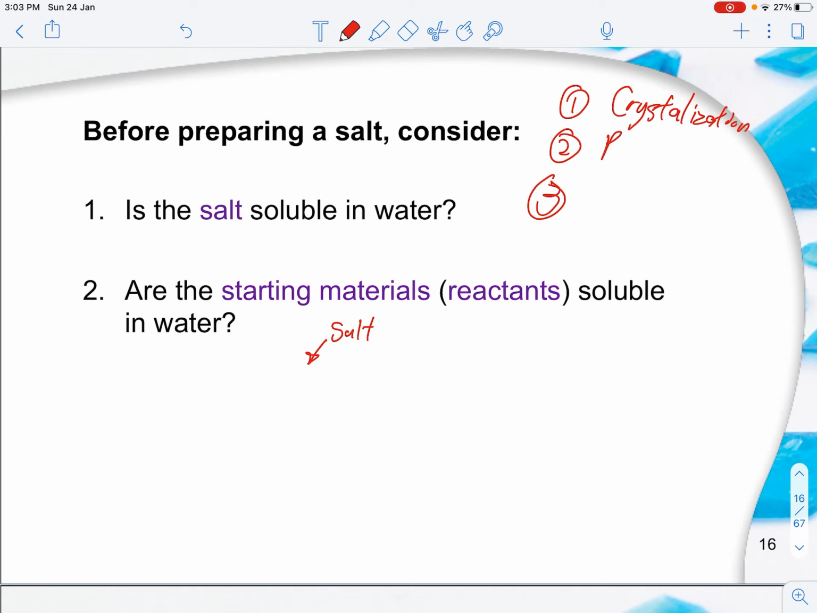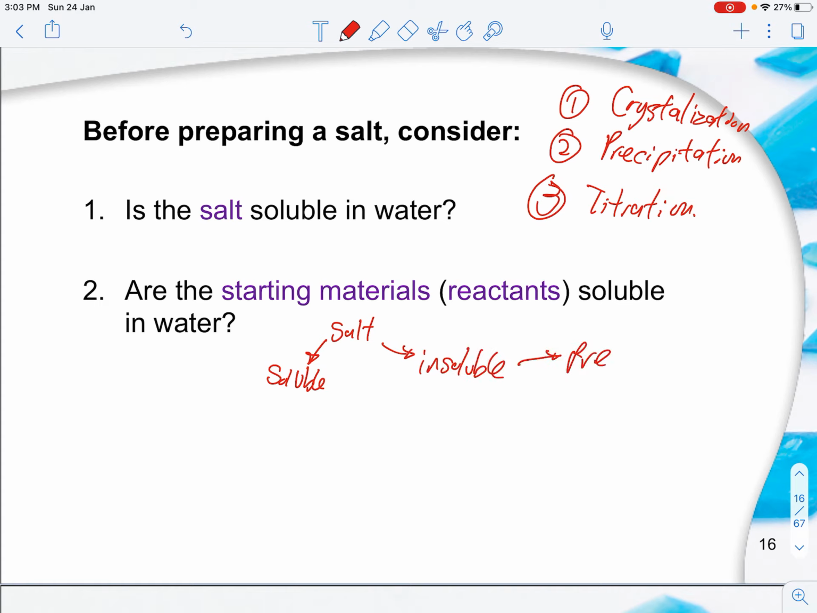Crystallization, precipitation, and of course titration. So for the first question, is the salt soluble or insoluble? If it's insoluble, you will definitely use the precipitation method. This is where you use two different kinds of compounds, maybe salts, and add them together, and you will generally generate some form of insoluble salt eventually.